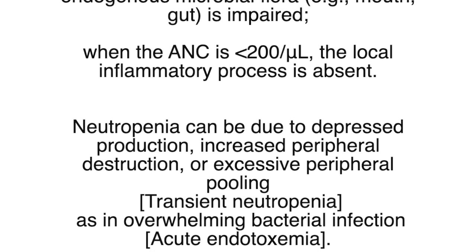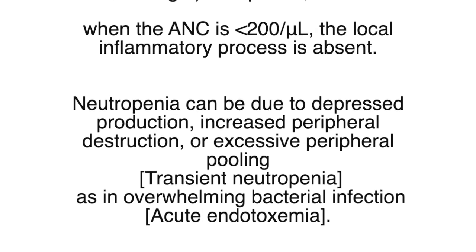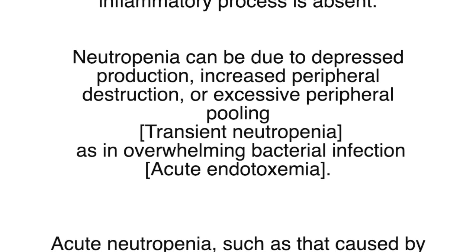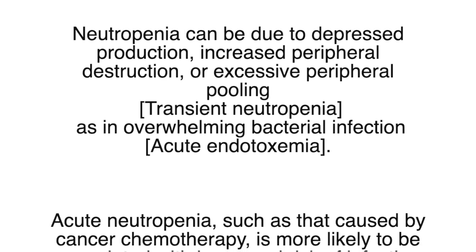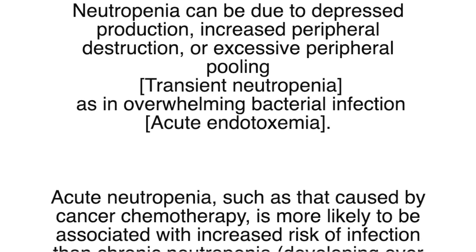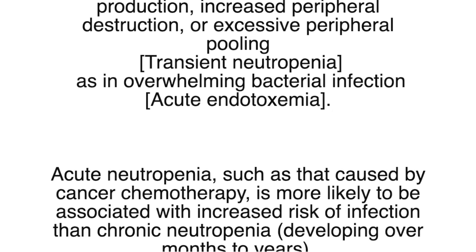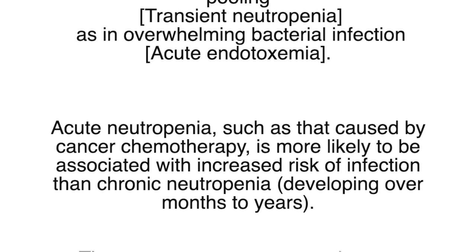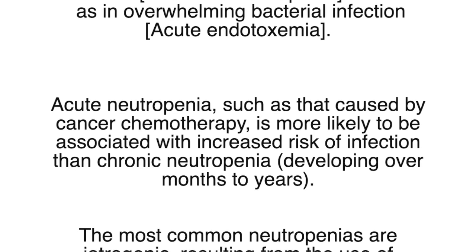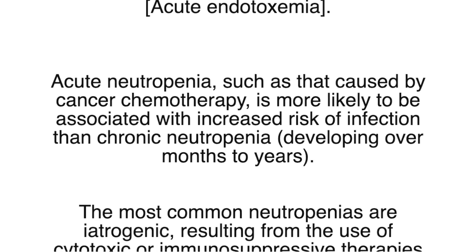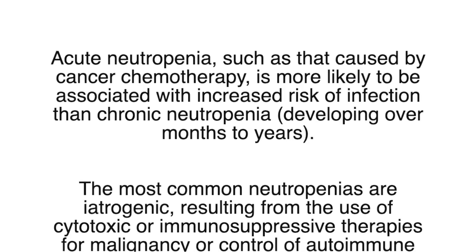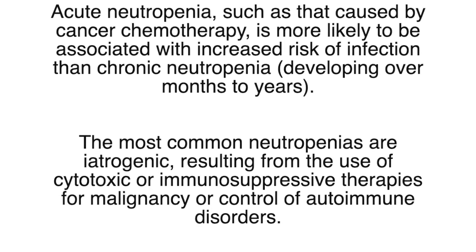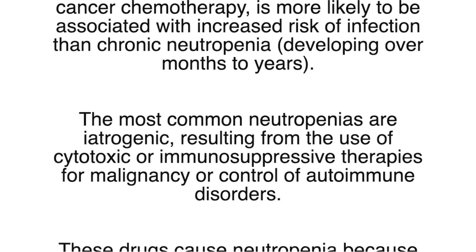Neutropenia can be due to depressed production, increased peripheral destruction, or excessive peripheral pooling, that is transient neutropenia, as in overwhelming bacterial infection, as in acute endotoxemia. Acute neutropenia, such as that caused by cancer chemotherapy, is more likely to be associated with increased risk of infection than chronic neutropenia, developing over months to years.